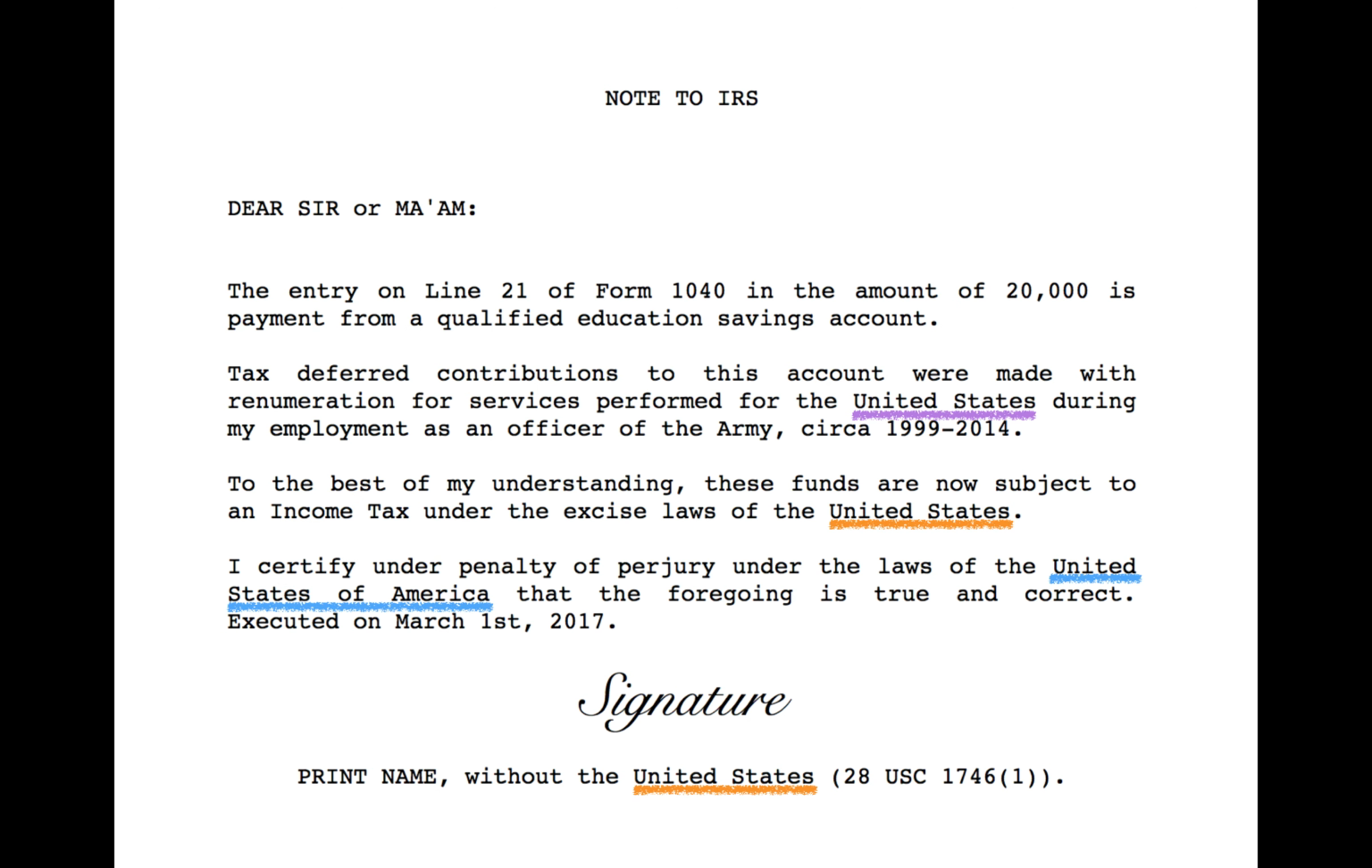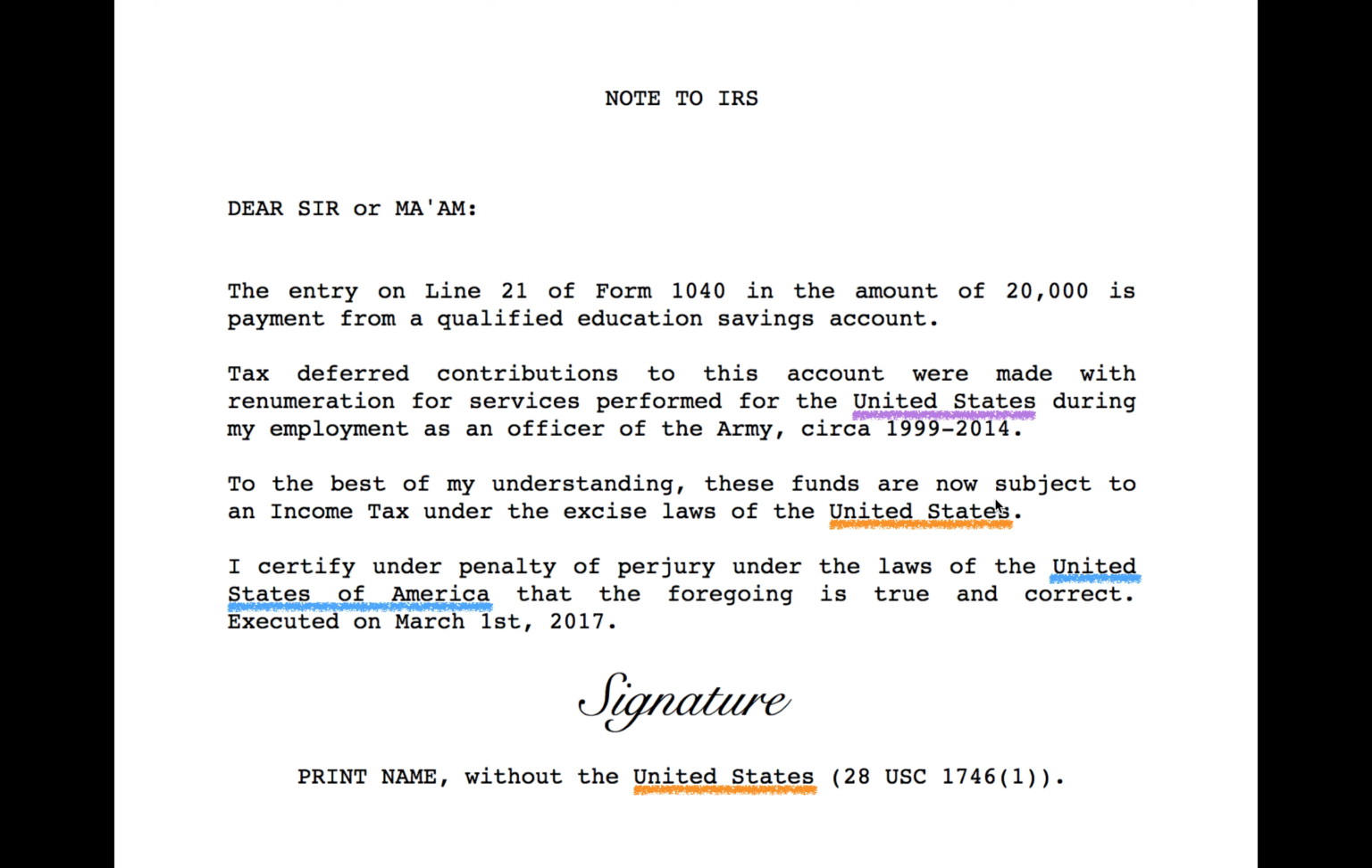So now that we understand that, we can read this note to the IRS and understand that I performed services for the United States, the sovereign, and now that income is due under the excise laws of the United States, as in the territory of the United States. That would be analogous to if you did work and received state income, let's say from Missouri, then that income is subject to the excise laws of the state of Missouri, and clearly that is a geographic concept.